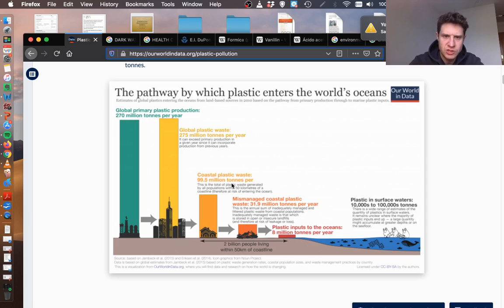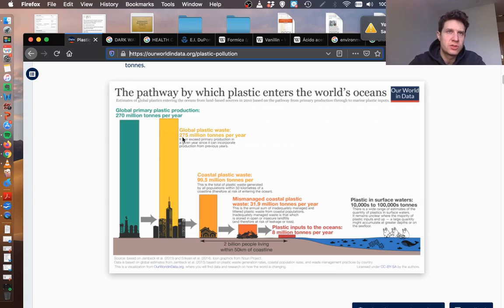Yes, coastal plastic waste. Almost 100 million tons in the houses close to the sea, 50 kilometers from the coast. So at the end, what happens is that plastic inputs to the ocean are 8 million tons per year. 8 millones de toneladas, ¿vale? 8 millones de toneladas.